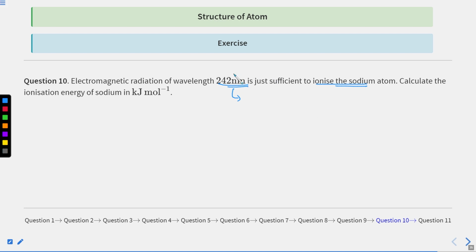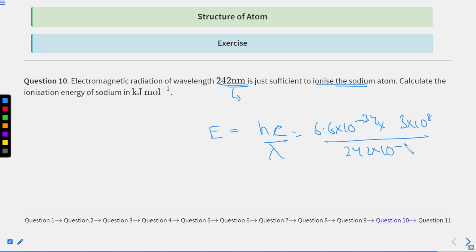So first we will calculate the energy. It is given wavelength, so first we will calculate the energy. That would be h c by lambda. We know the value of h, 6.6 into 10 to the power minus 34. Value of c, 3 into 10 to the power 8. And your lambda, 242 into 10 to the power minus 9 meter. So that would be the energy required to remove one electron from one sodium atom.